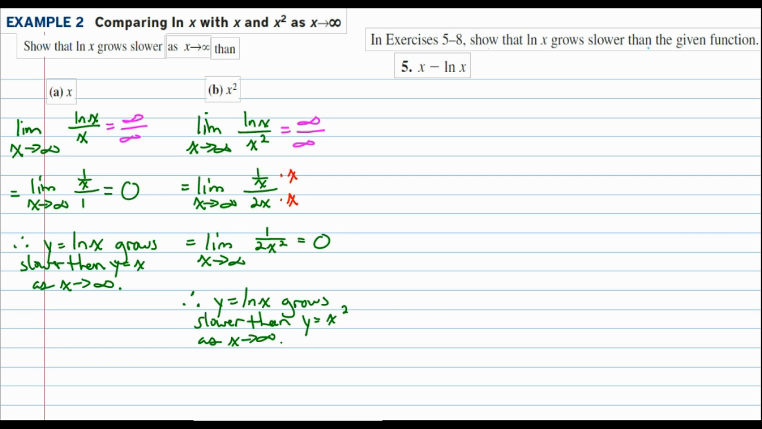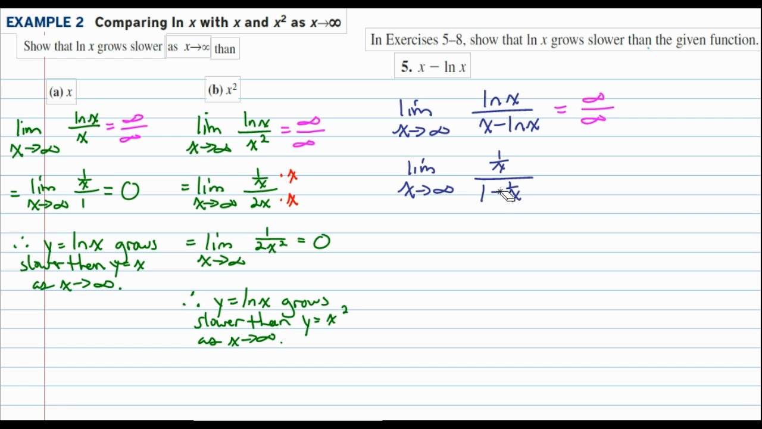Now try problem number 5. It says, show that the natural log of x grows slower than the given function. Well, again, if I'm looking for growing slower, I'm looking for a limit of 0. That's more efficient. So I'm going to put the slower one on top, so that would be natural log of x, and then x minus natural log of x in the denominator. Well, as x approaches infinity right now, I get infinity over infinity. Then I'm going to use L'Hopital's, so 1 over x over 1 minus 1 over x, which is messy.